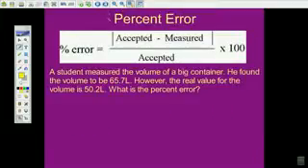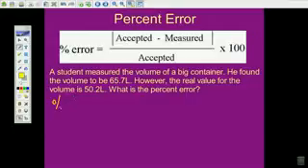So we can calculate the percent error, how close you got to your true value, with this equation. Percent error is the absolute value of the accepted minus the measured over the accepted, and then multiply by 100. So let's go through an example problem. A student measured the volume of a big container. He found the volume to be 65.7 liters. However, the real value for the volume is 50.2 liters. What is his percent error?